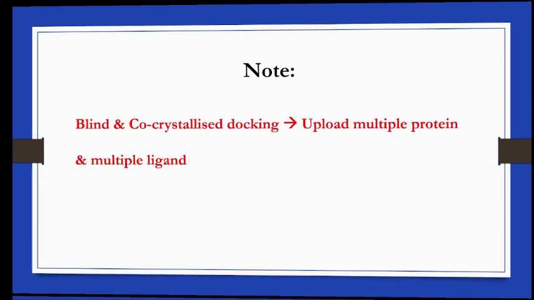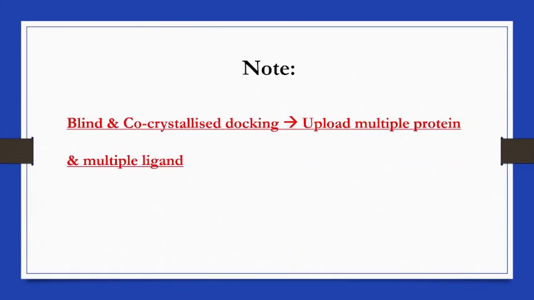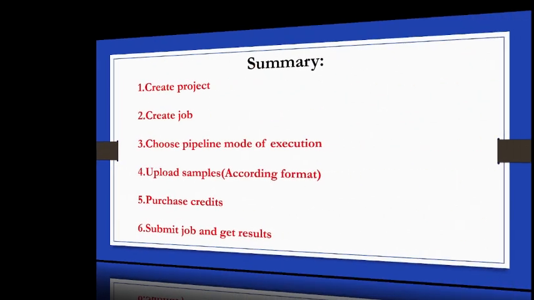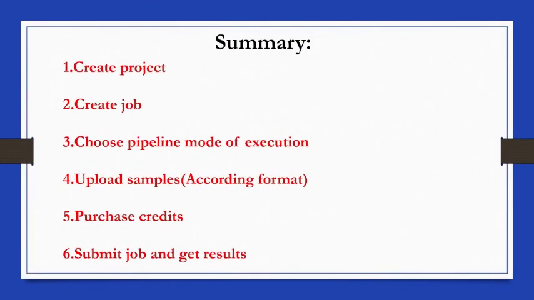Note that for both blind docking and co-crystallized docking, you can upload multiple ligands as well as multiple proteins. This allows you to dock multiple proteins against multiple ligands in one workflow. To summarize, there are 4 modes available. The steps to follow are: first, create a project. Next, create a job. Then, choose your pipeline mode of execution. After that, calculate and purchase credits. Finally, submit your job and get your results.